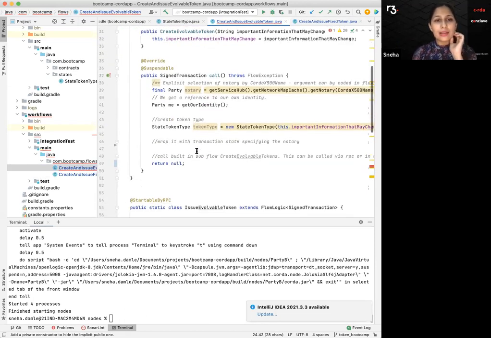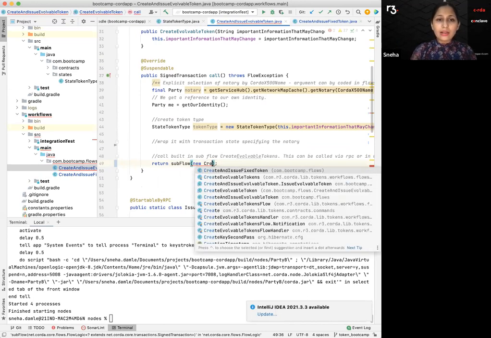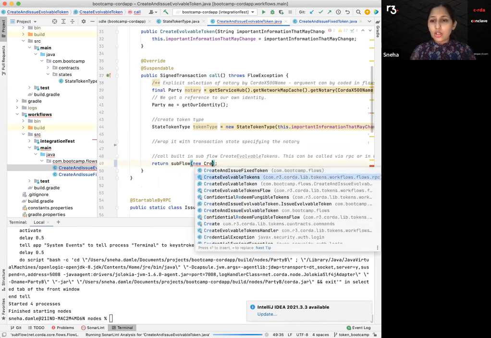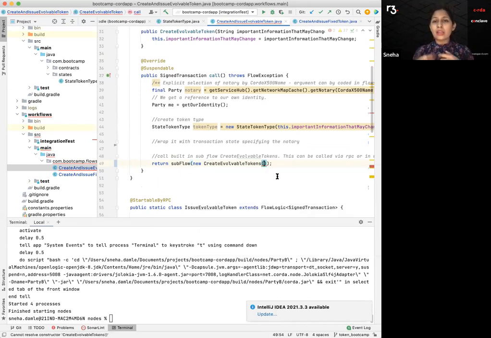And the very first thing is I'm going to call an inbuilt flow called the create evolvable tokens flow, and I'm going to pass it to the subflow. This create evolvable tokens flow is an inbuilt flow, and it'll automatically create a base token type for you. So what we want to create is an evolvable token type, and our token type is state token type. So let's wrap this up in a transaction state.